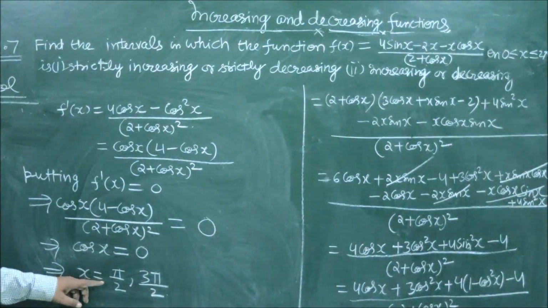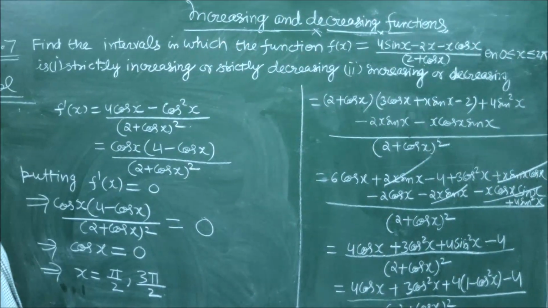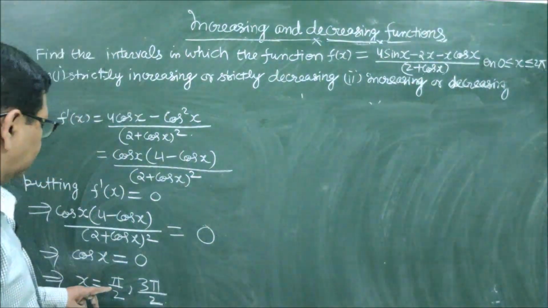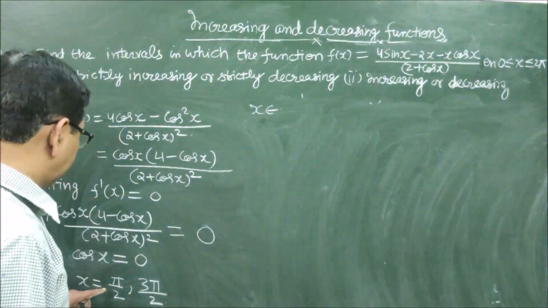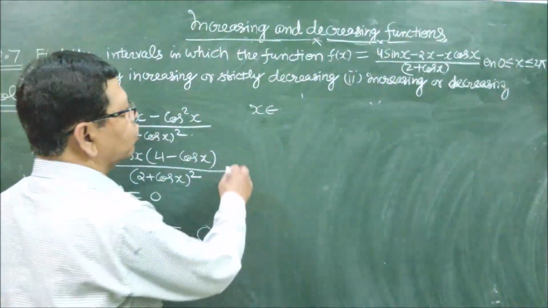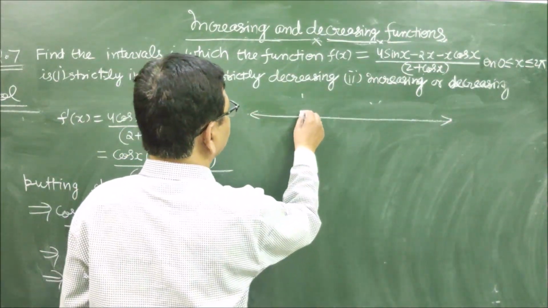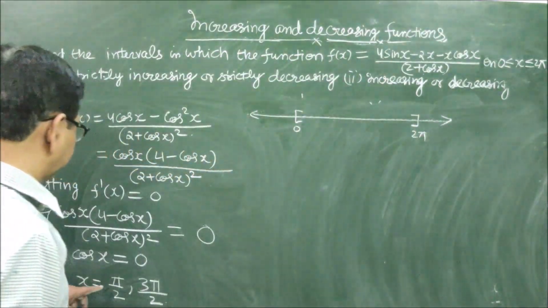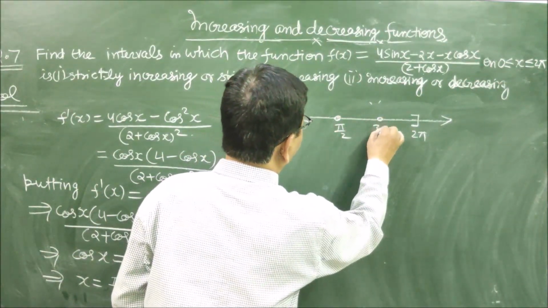So these are the critical points at which f dash x is equal to 0. Now let us divide the interval, because we want to test the interval in the 0 to 2 pi region. So the disjoint interval is when x belongs to the interval 0 to pi by 2. Here we have on the number line 0 and 2 pi, and the critical points are pi by 2 and 3 pi by 2.